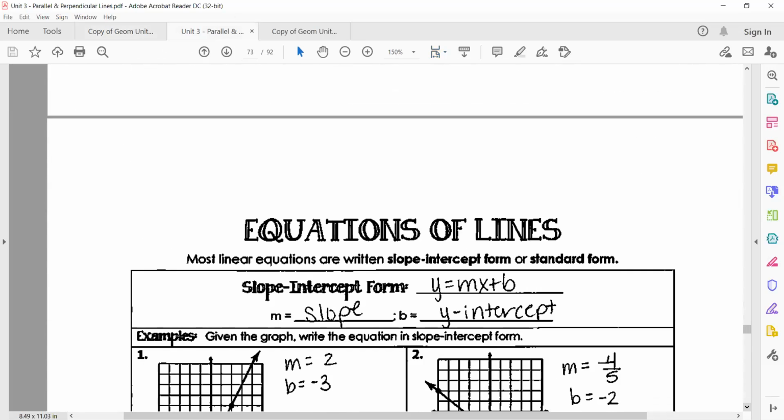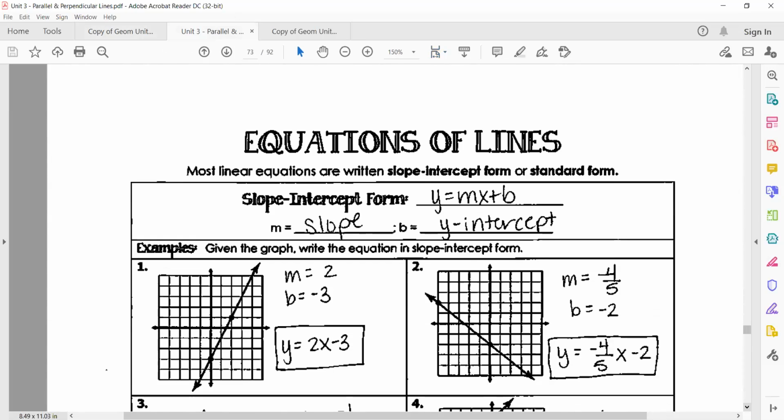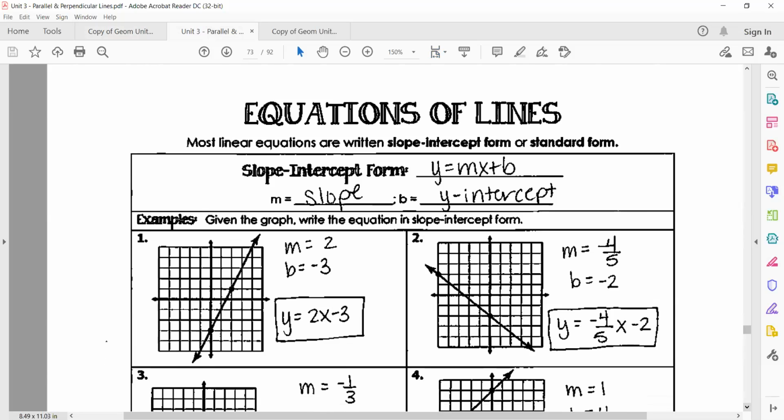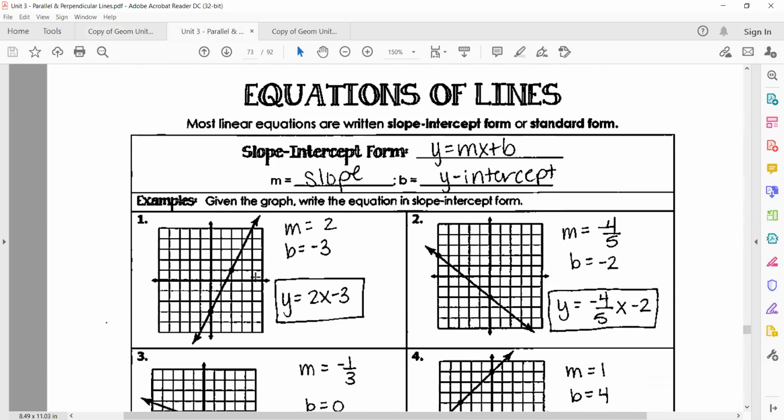When we start using slope intercept form to write equations, it's going to sound a lot like algebra. Questions, anybody?